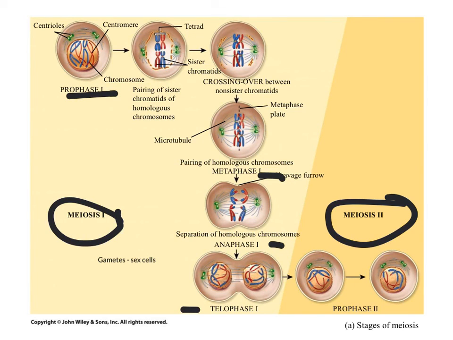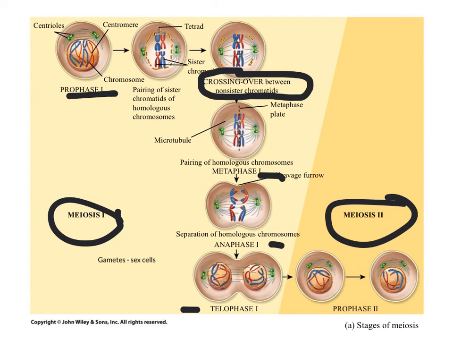One of the things that you're going to see here that you do not see in mitosis is crossing over. I'm going to circle this. This is important. Crossing over happens between non-sister chromatids. So you see what's happening here. And what happens is they exchange information.